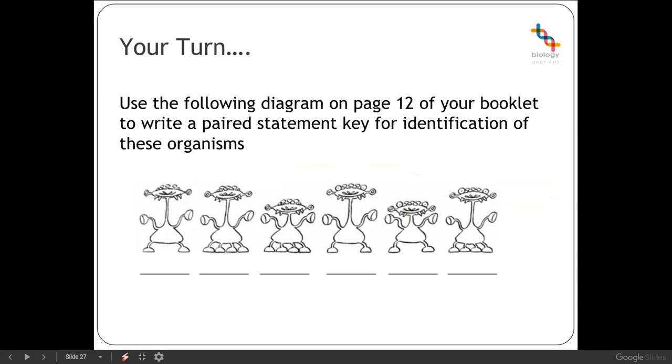So now you've identified some organisms using a paired statement key, it's going to be your turn to try to write one. This diagram is also on page 12 of your booklet. You're going to try and write a paired statement key to identify these organisms. It works very similarly to how we did the branching key. All you need to do is figure out how you are going to split your organisms up into 2 even groups, and then how you are able to identify the different organisms within those groups.